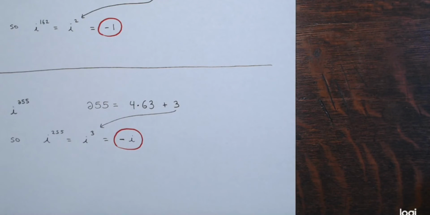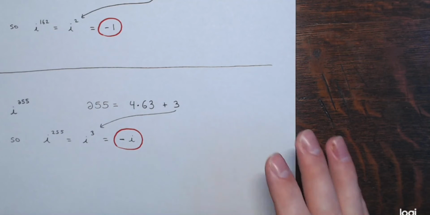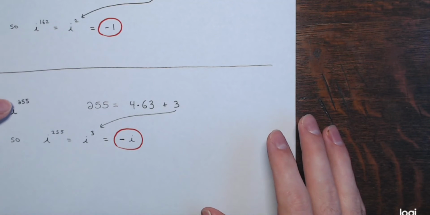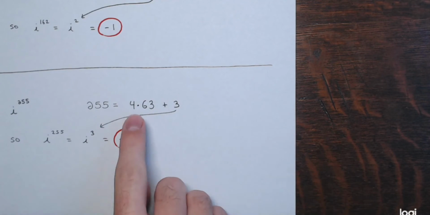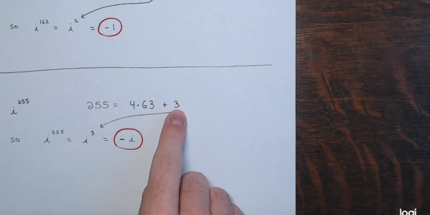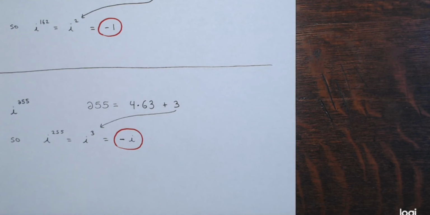Wonderful. All right, so yeah, so for i to an integer power, the key is finding the remainder 0, 1, 2, or 3 when I divide that power by 4. Wonderful. All right, so hopefully watching me go over these 4 questions here helps you in some way when you're asked to simplify powers of i on your own.